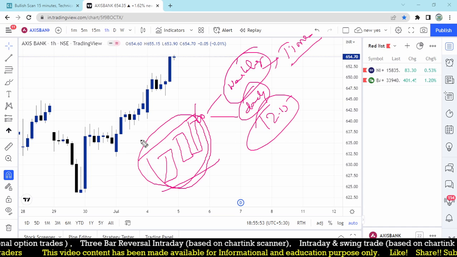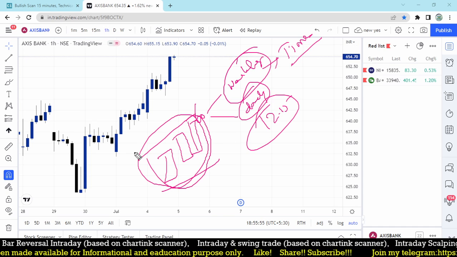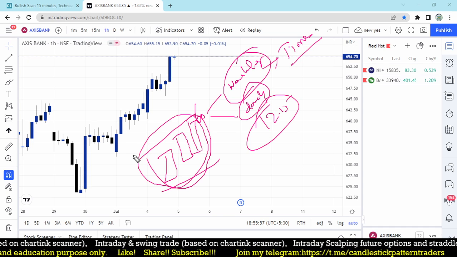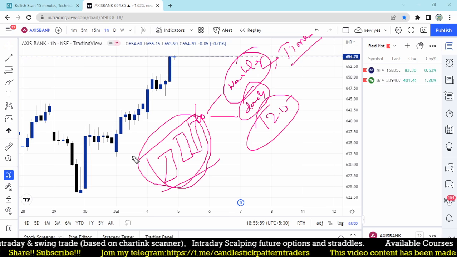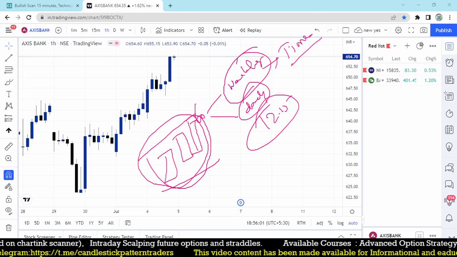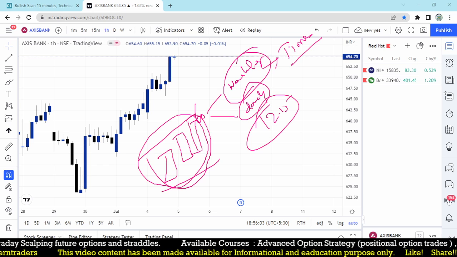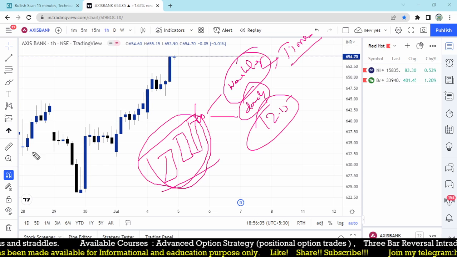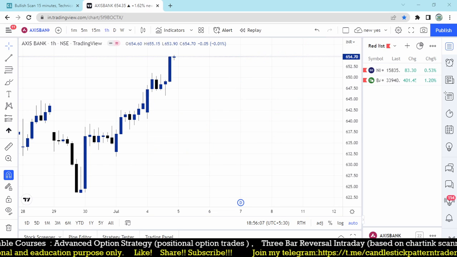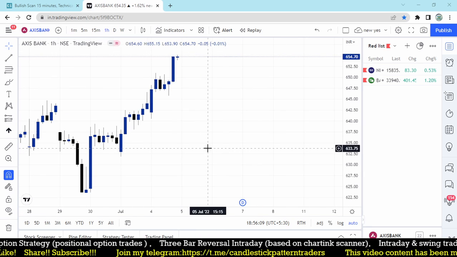But if you are using a weekly time frame, you can find out any duration. It may happen at 10:15 or 11:15 or 12:15, and it is a positional trade, not for intraday. But this one, daily, we are using for intraday, right?